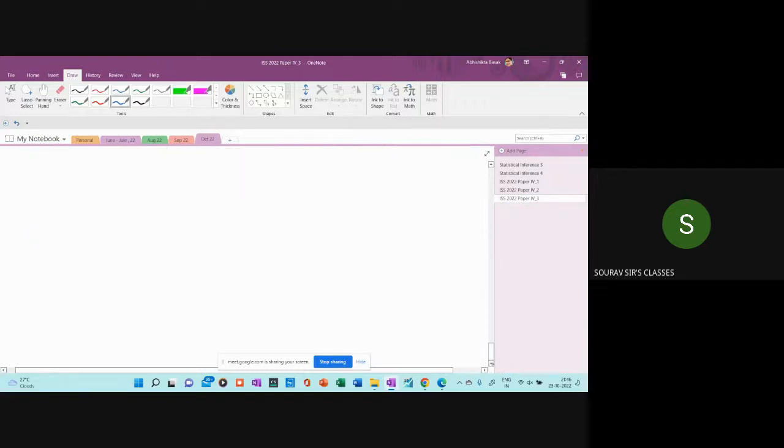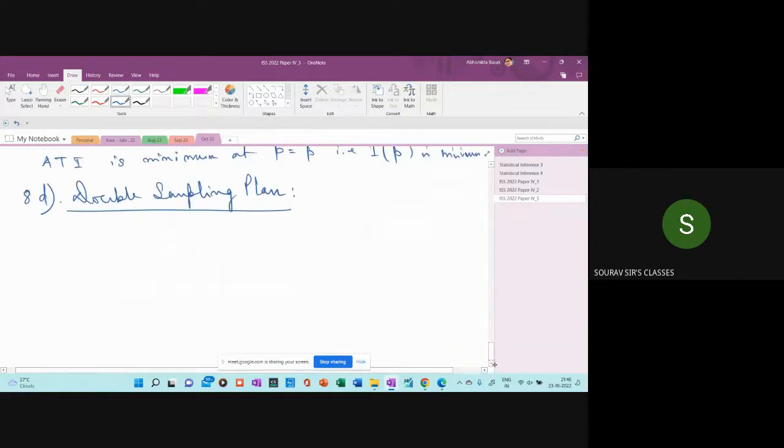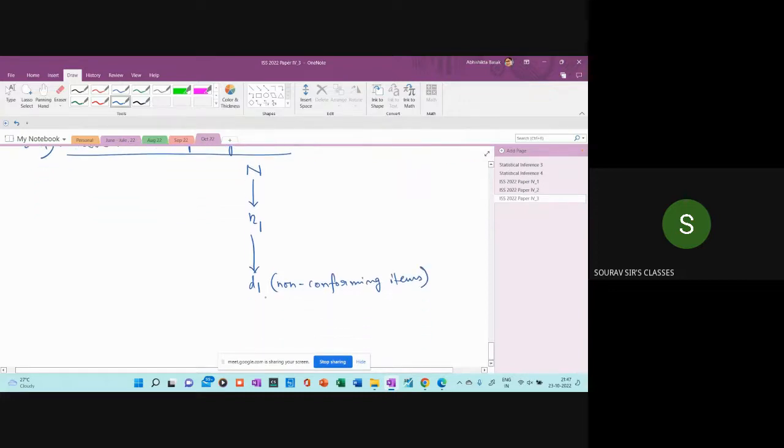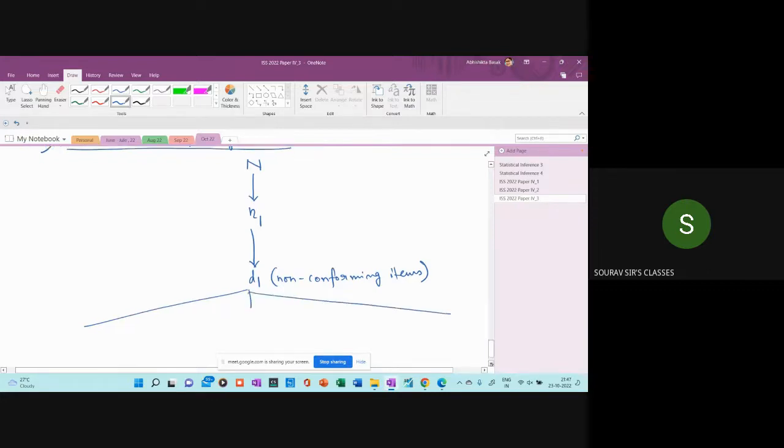Okay, this double sampling plan, I am actually going to draw a flow chart, then I am going to explain. From capital N, I am taking a sample of small n1, and out of this small n1, suppose d1 is the number of non-conforming items. So this d1 may give you three situations. What are the three situations?